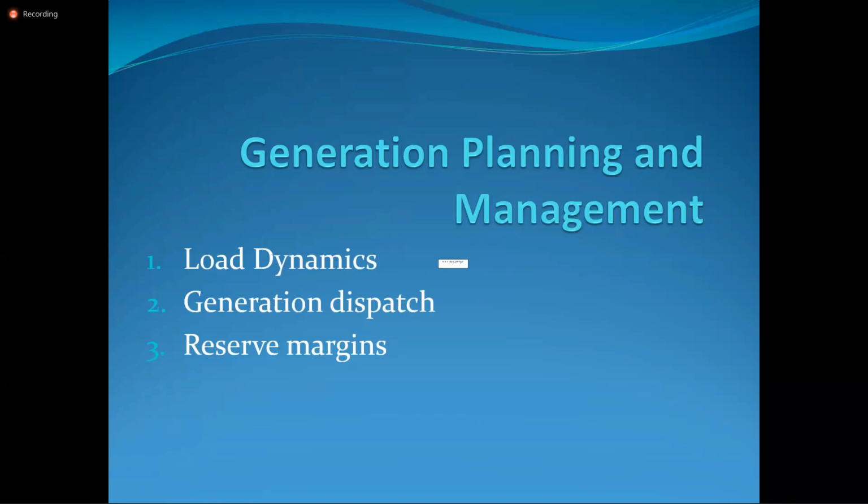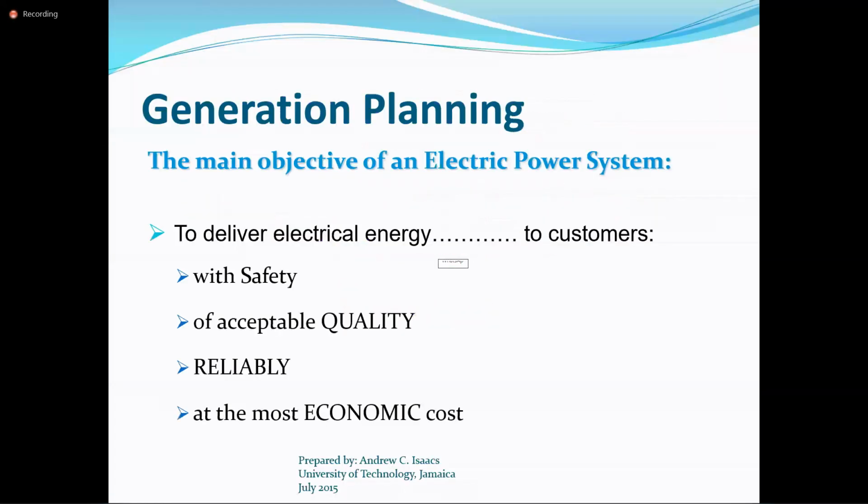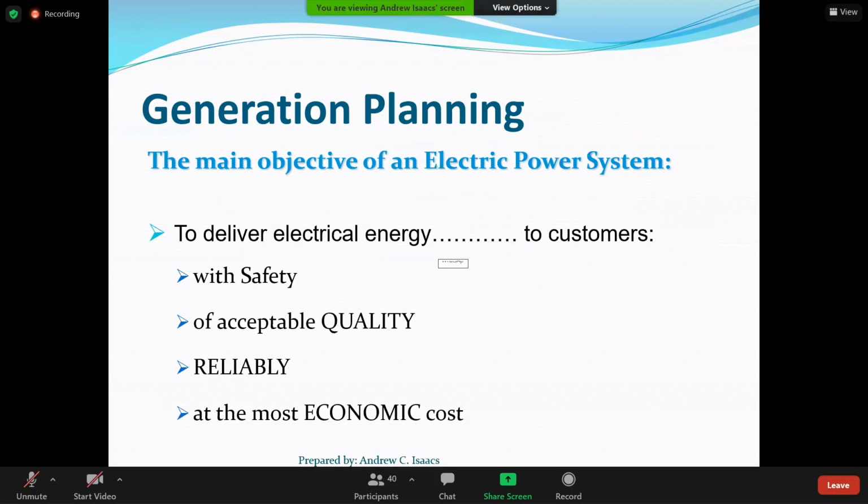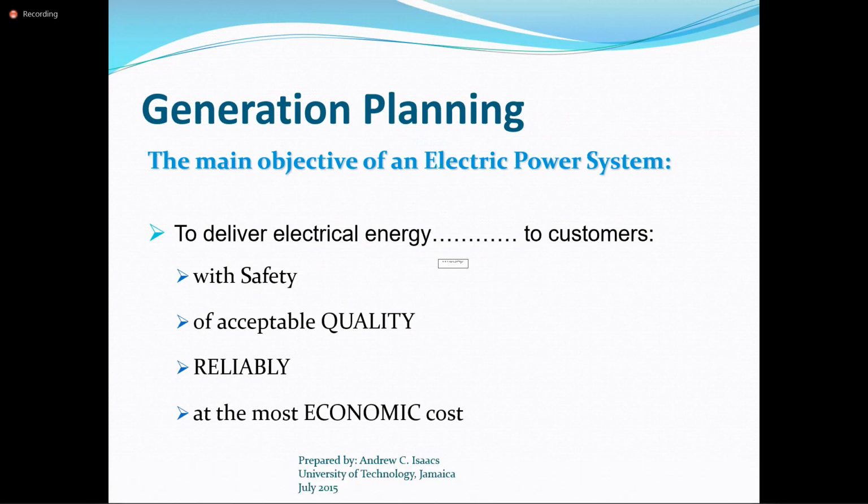All right, so we're talking about generation planning and management. And we just want to make some general statements up front, and hopefully we can appreciate some of the fundamental principles for an electrical power system. What is it there for? What are the main objectives of that power system? Or should I say the main objective of the system? And that is to move electrical power or electrical energy to customers.